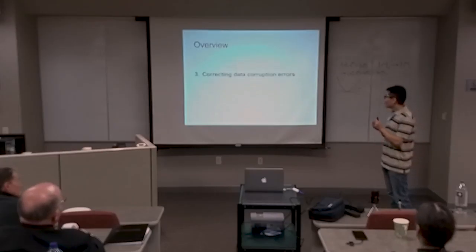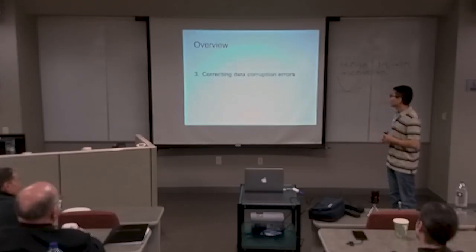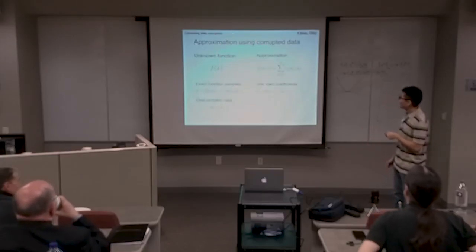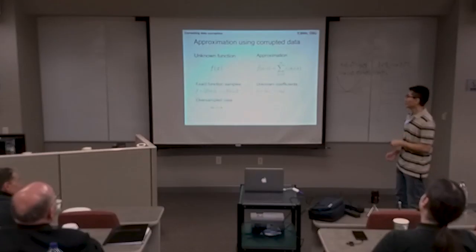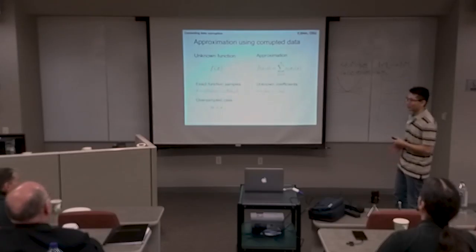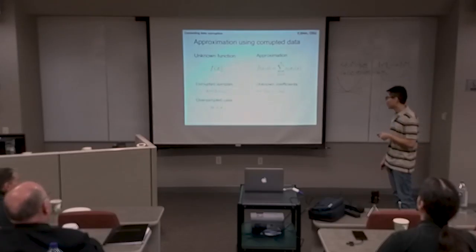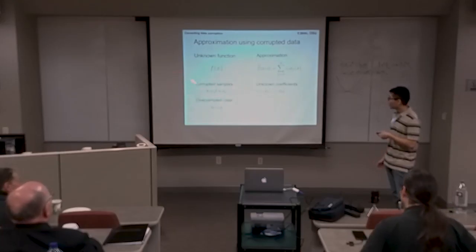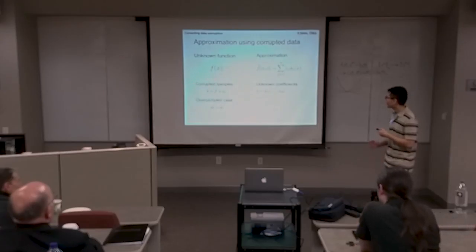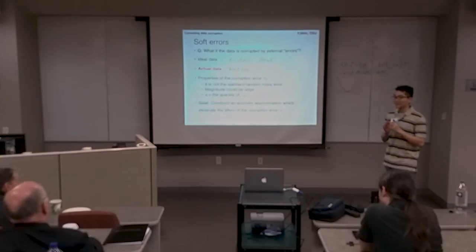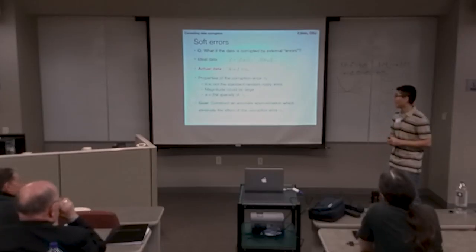And now let me move to the second topic, which is correcting data corruption errors. Again, I'm still interested in approximating an unknown function using its samples, and here is our approximation. But in this case, we do not have exact function samples; we only have corrupted samples. Let me explain in detail what I mean by corrupted. So the ideal data is f, the exact samples of the unknown function f.